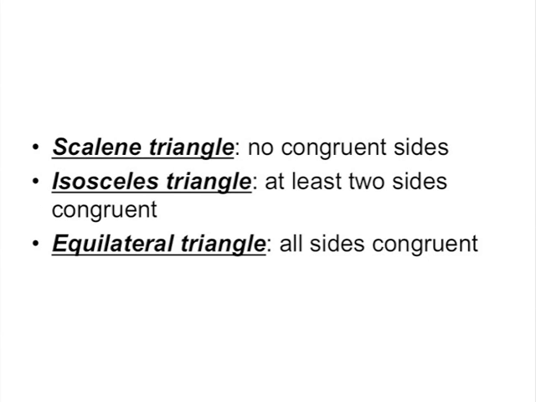A scalene triangle has no congruent sides. In a scalene triangle, all 3 sides are different sizes. In an isosceles triangle, at least 2 sides are congruent. Okay? That's important to note because a lot of people think the definition of isosceles is that 2 sides are congruent. But the definition is actually that at least 2 sides are congruent, which allows for the possibility of having all 3 sides be congruent.